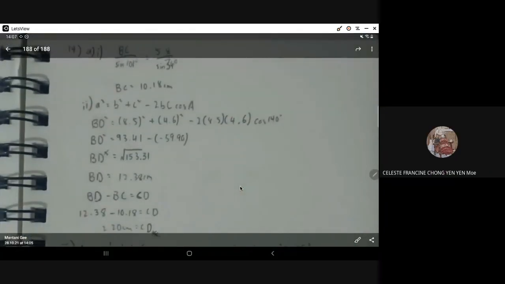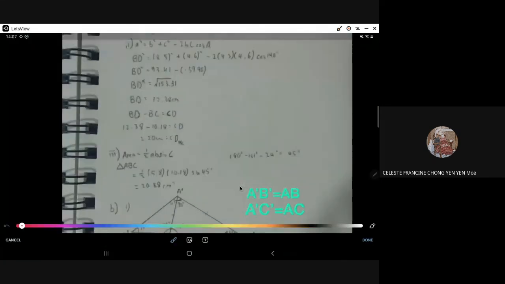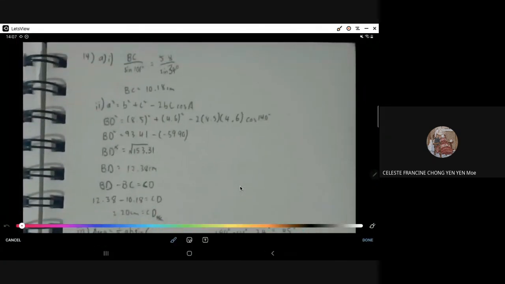So the first question is asking for the length in cm of BC. If we take a look at triangle ABC, angle B is 34 degrees and angle A is 101 degrees and AC is 5.8. When you have two angles and one side given, we can use the sine rule. So we substitute here: BC over sine 101 equals 5.8 over sine 34. Then we rearrange, and we will get BC equals 10.18 cm.